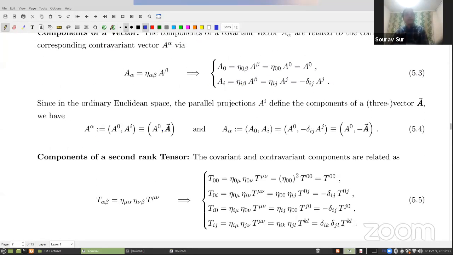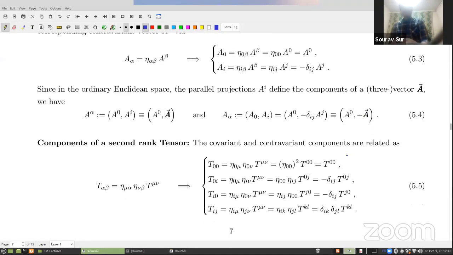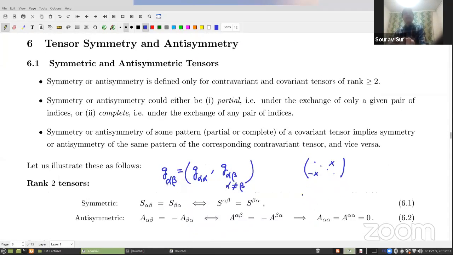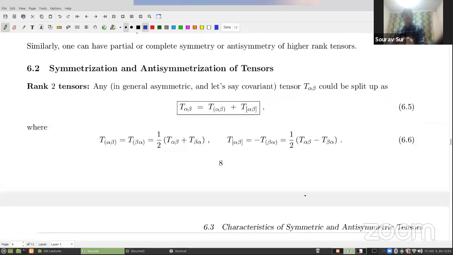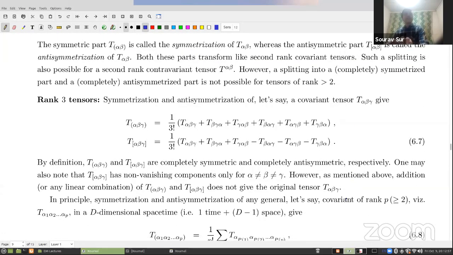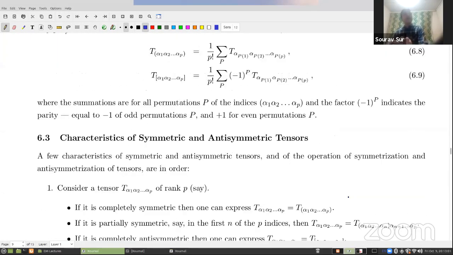A alpha is A0, and A alpha is A0 minus A downstairs. But when you take del alpha, then del alpha is del 0 minus nabla, and del downstairs alpha is del 0 plus nabla. Why? Because del 0 is del x. Del alpha is del x alpha, and x alpha is a vector. So the vector comes in the denominator, and that's why you have this thing.